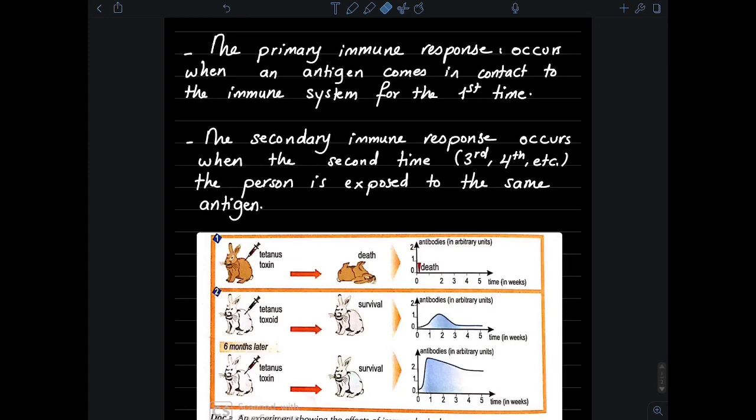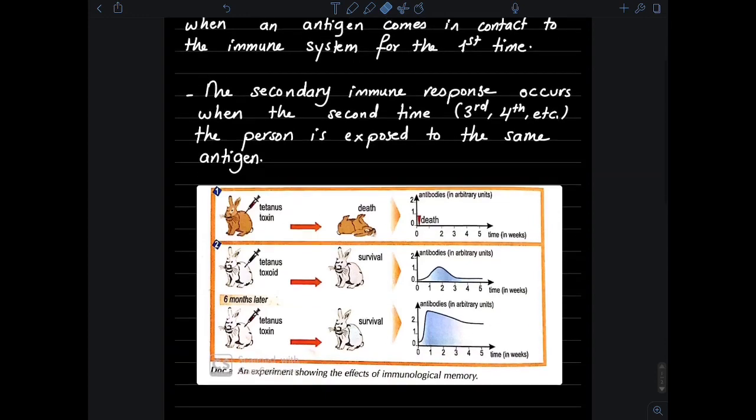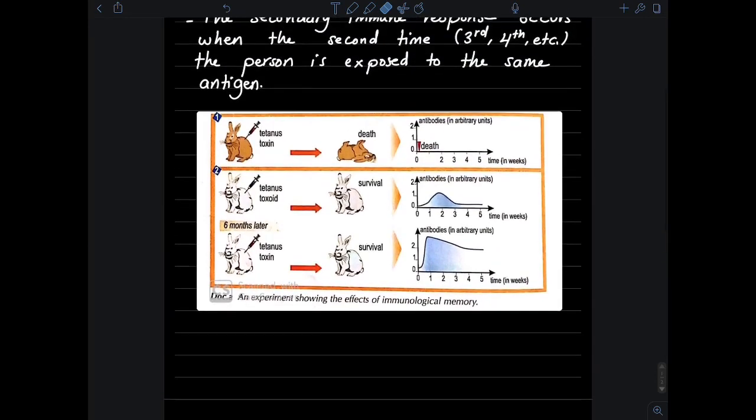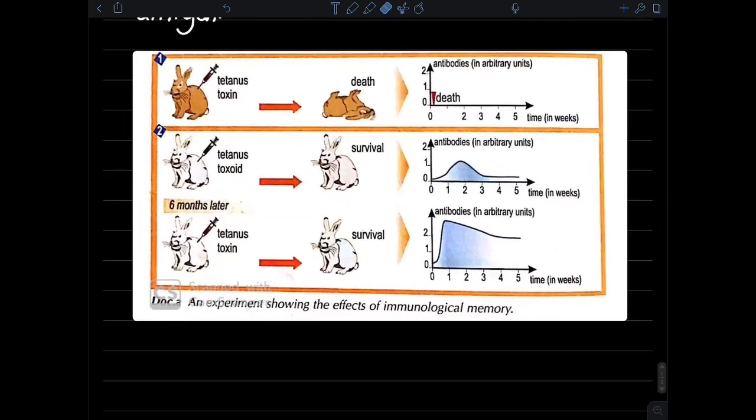When an antigen enters the first time, the immune response against this antigen is called the primary. The subsequent entry of the same antigen is called secondary. In this lesson, we have to study the characteristics of the secondary immune response compared to the primary immune response. Here we have an experiment.